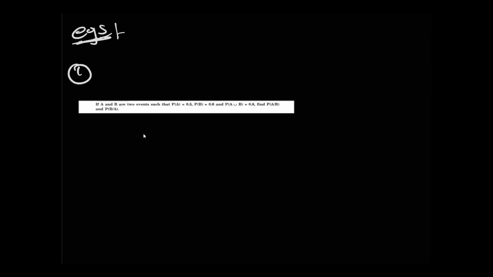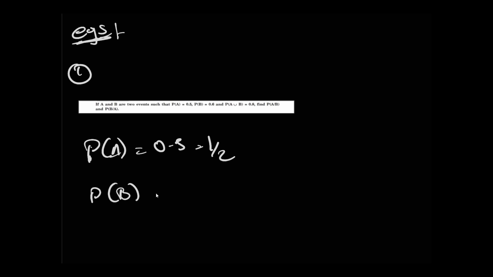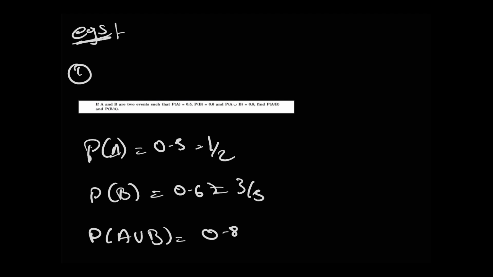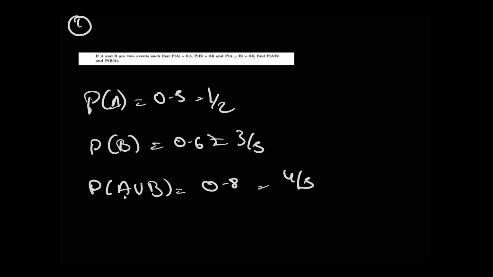If A and B are two events such that P of A equals 0.5, that is 1 by 2, and P of B equals 0.6, that is 3 by 5, and P of A union B equals 0.8, we can write it as 4 by 5. Then find P of A given B. They are asking P of A given B and P of B given A.